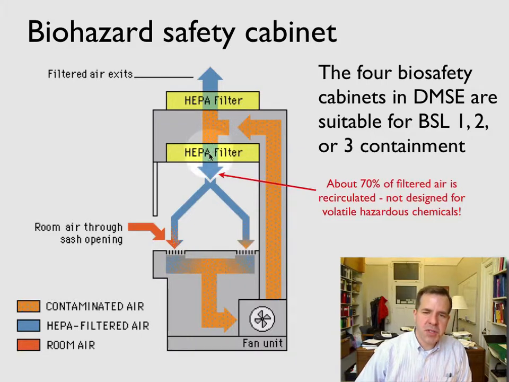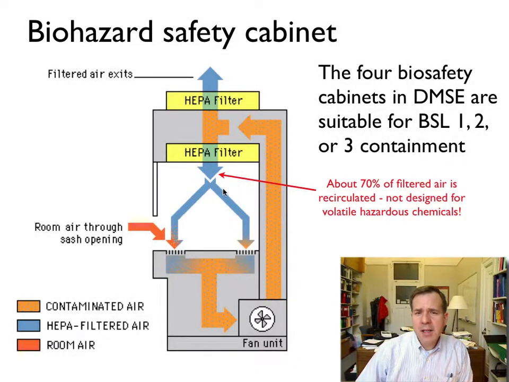One stream is recirculated into the cabinet after going through a high-efficiency filter, and the other stream is vented to the outside, also after going through a high-efficiency filter. It's important to note that biosafety cabinets are different from chemical fume hoods in this regard.